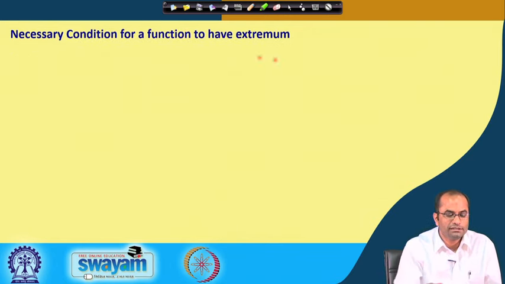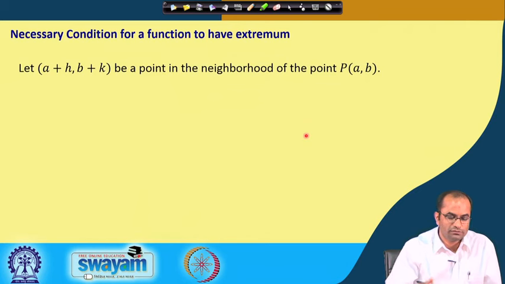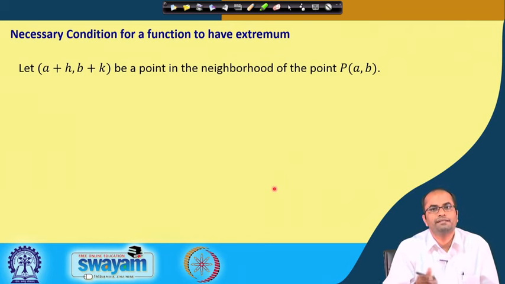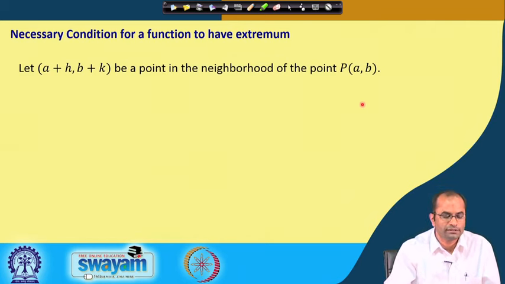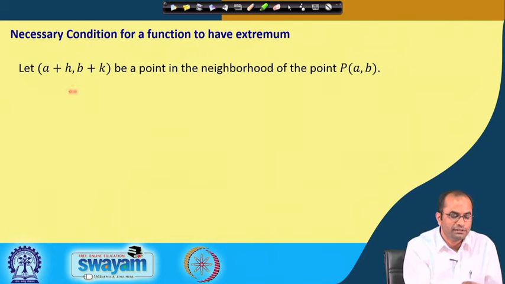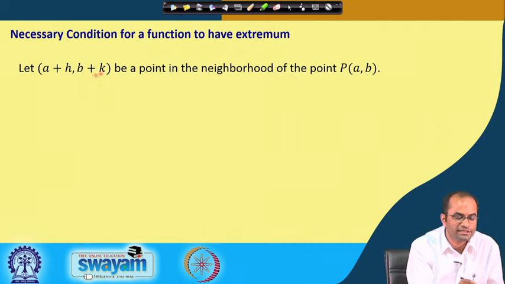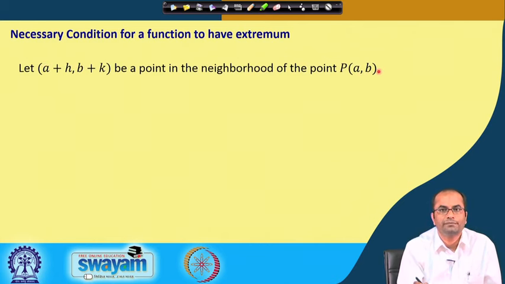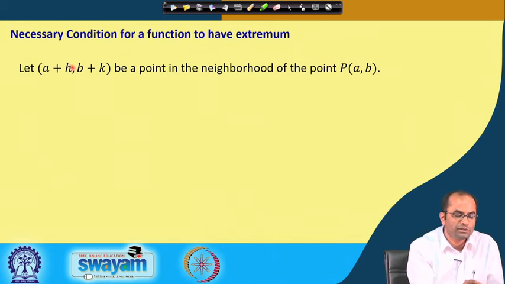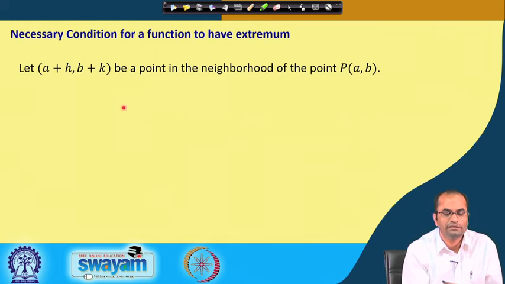Here, for the necessary conditions, again just to have a simple proof of how we get that these partial derivatives must be 0 at the point (a, b) if (a, b) is a critical point, we consider (a + h, b + k), a point in the neighborhood of the point (a, b). This is a neighborhood, because h and k can take any value. There is no restriction on h and k, they can take any value to have a point in the neighborhood.